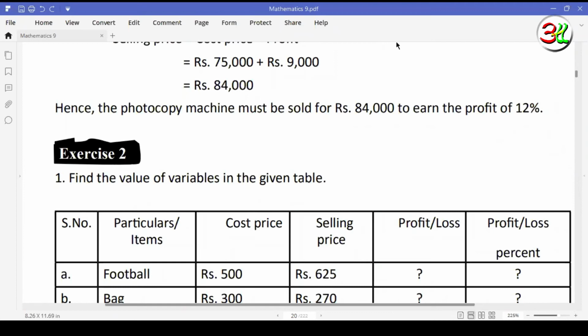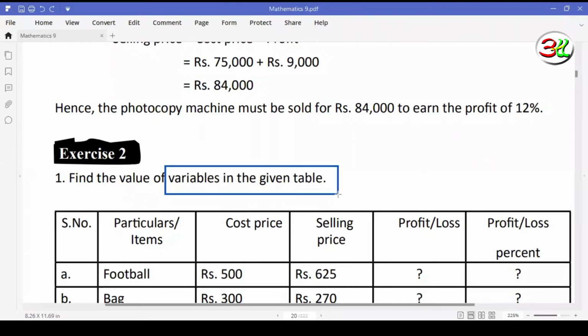The question says find the value of variables in the given table. But the variable is not given in the table. What is asked? Here we have to find out either the profit or loss amount in this box, and similarly in the box below we have to find the same thing.